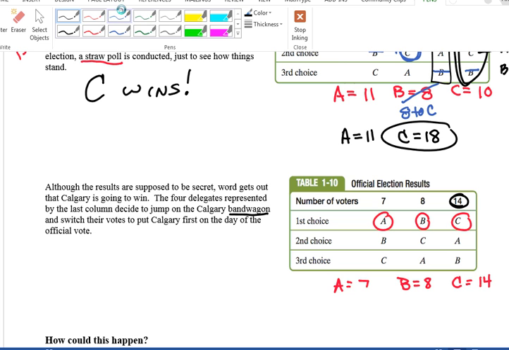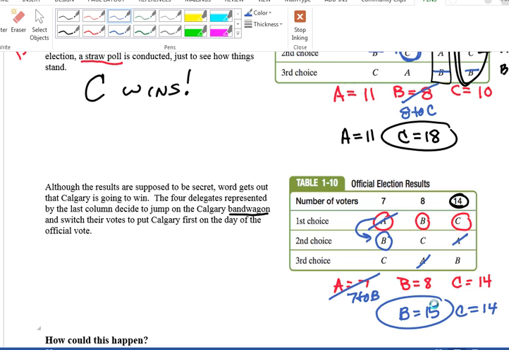So I'm going to knock off the least fit candidate. This time our least fit candidate is A. So I'm going to knock A off of this table. The 8 and the 14 are still being represented, but that 7 would go down to the next person, which is B. So now B has 15 and C has 14, making B the winner.